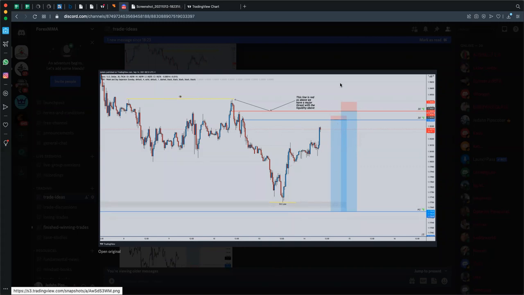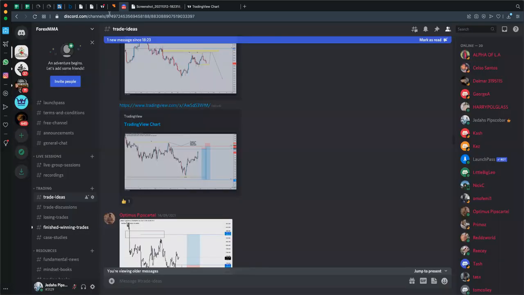Okay, so as we break this down, you'll start to understand why I was looking at the area, why I was looking for this internal liquidity to be taken, and how it has played out so far. So let's actually break this down.